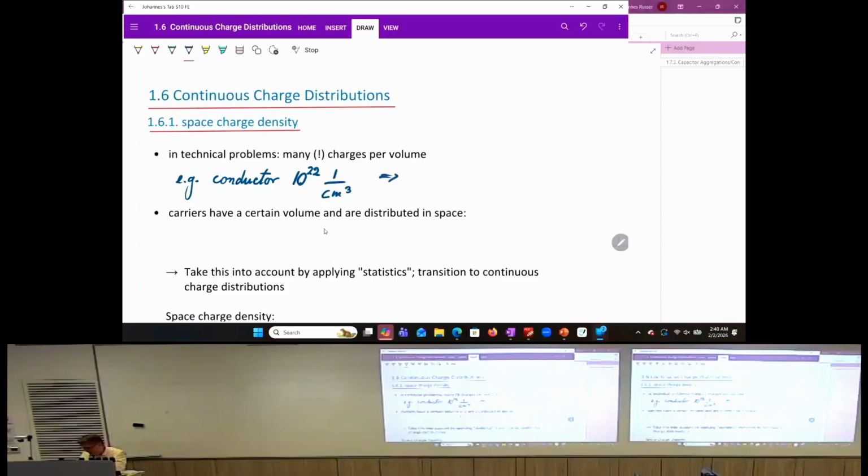And for that reason, our point charge concept is a bit limited. You don't want to have 10 to the power of 22 point charges to account for in your calculation.